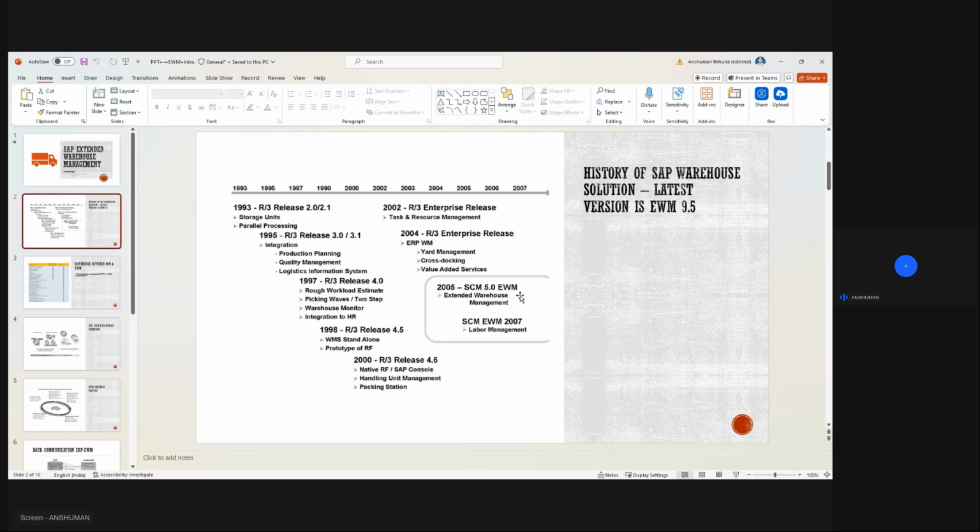So it is a very old technology. It is not like it was introduced right now and is a new technology. No, it is a very old SAP technology from 2005. We can say almost 20 years, almost 19 to 20 years have passed that SAP has been using this SAP EWM solution. Okay. When it was first introduced, it was there as a part of the SAP SCM system, the supply chain management system.